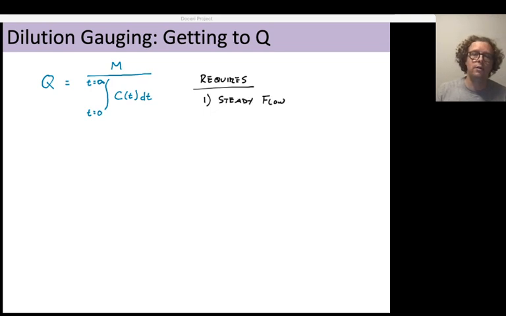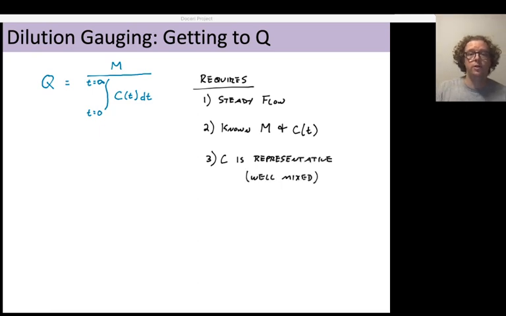Now in order to pull this off, you've got to meet that requirement of steady flow that I discussed on the previous slide. You have to know the mass that you put in and be able to accurately measure the concentration time series. In other words, that C sub T needs to be accurate. You need to have measured that concentration at a location that's representative. In other words, you need to be at a place that's well mixed in the stream channel so that you're not getting just the center of the channel where the concentration might still be spreading. You want a representative concentration in the cross section.